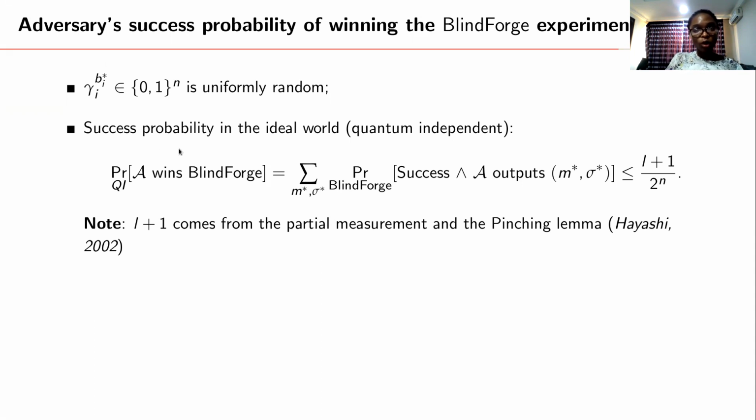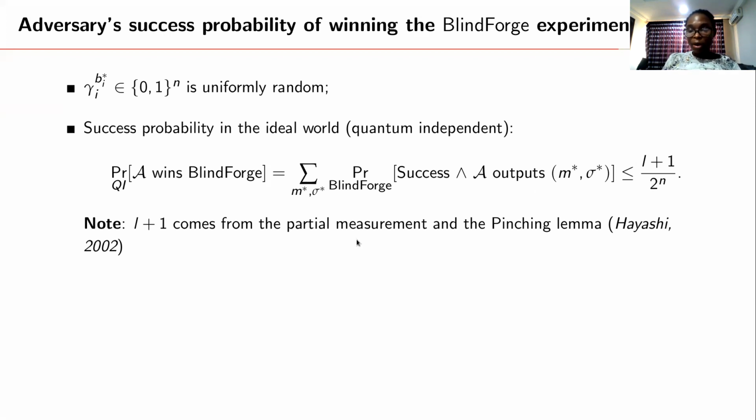So from that, we compute the success probability of providing all possible messages and signatures per forged message and signature pair, and we found that it is less than or equal to L plus 1 over 2 to the n. Okay, this L plus 1 comes from the partial measurement.